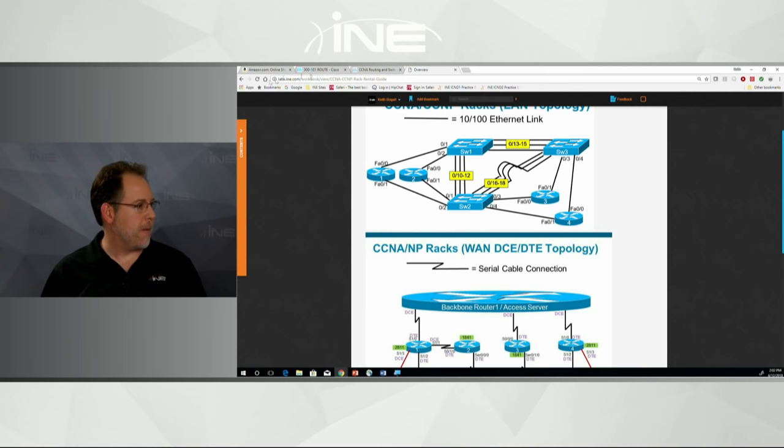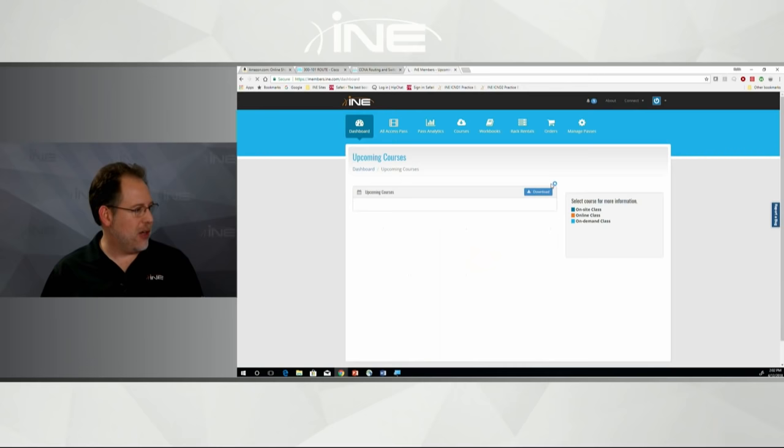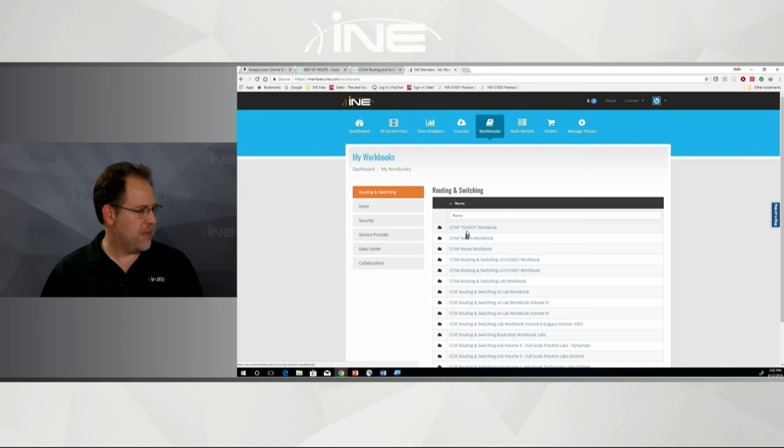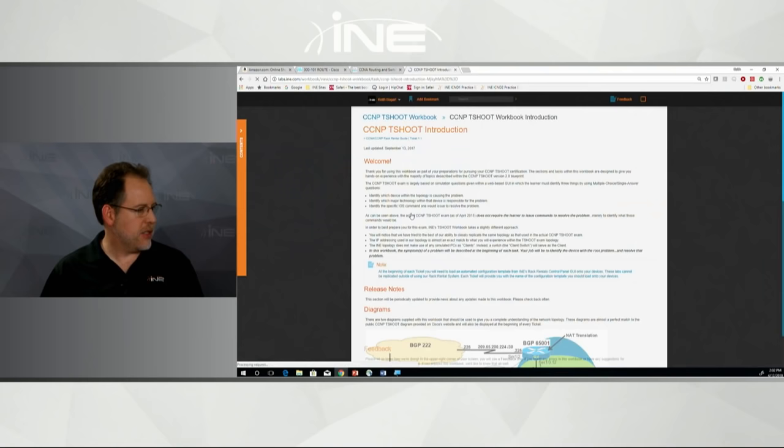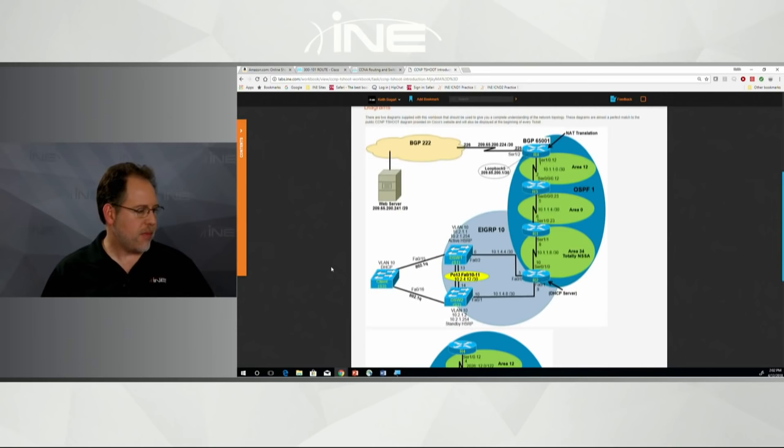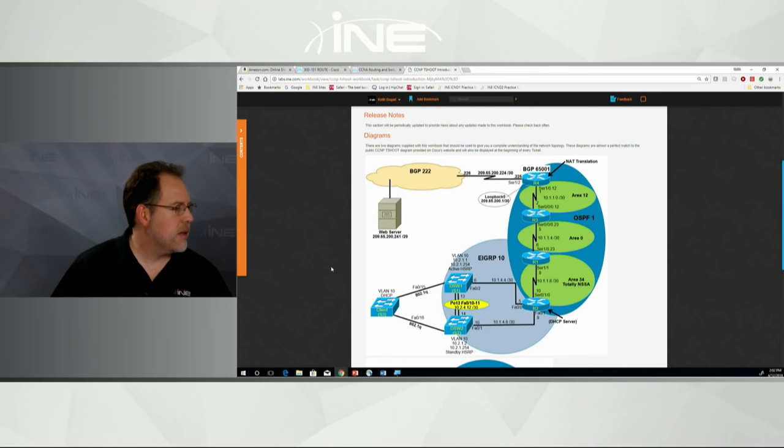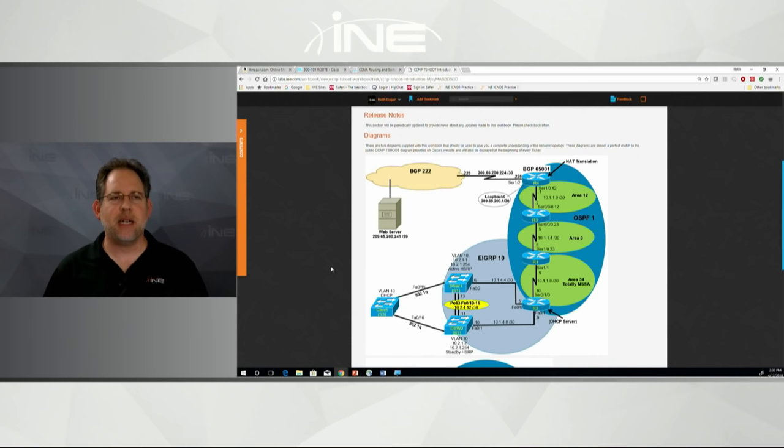So let me show you something here. We have a workbook that we created to help people prepare for the T-shoot, the CCNP T-shoot workbook. Here's the introduction to it. When you're taking the tickets within the CCNP T-shoot exam, each ticket is based off the exact same topology. You should be able to Google for CCNP T-shoot exam topology and find it. It is publicly accessible. I don't want to spend time right now looking for it, but the topology looks almost identical to this.